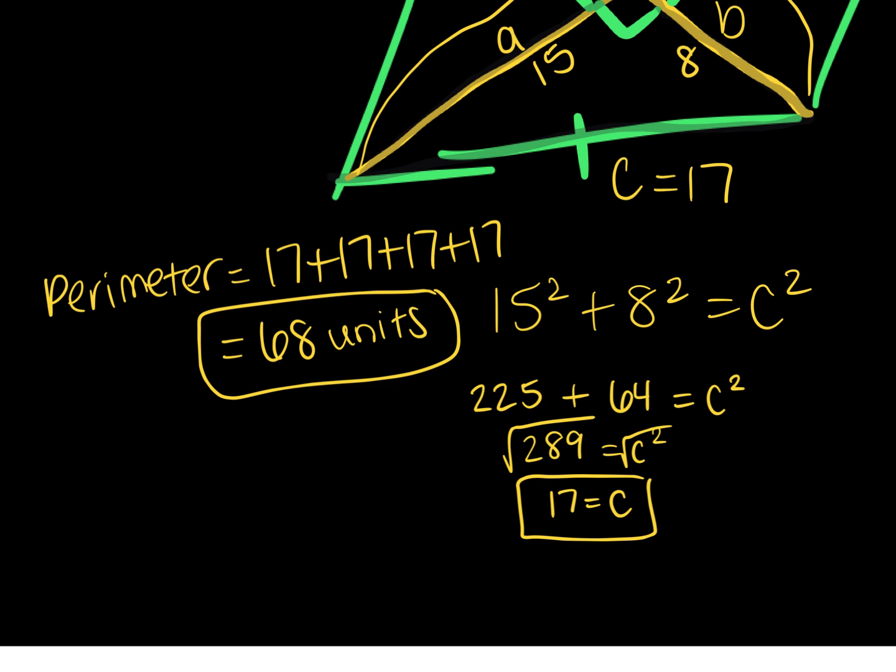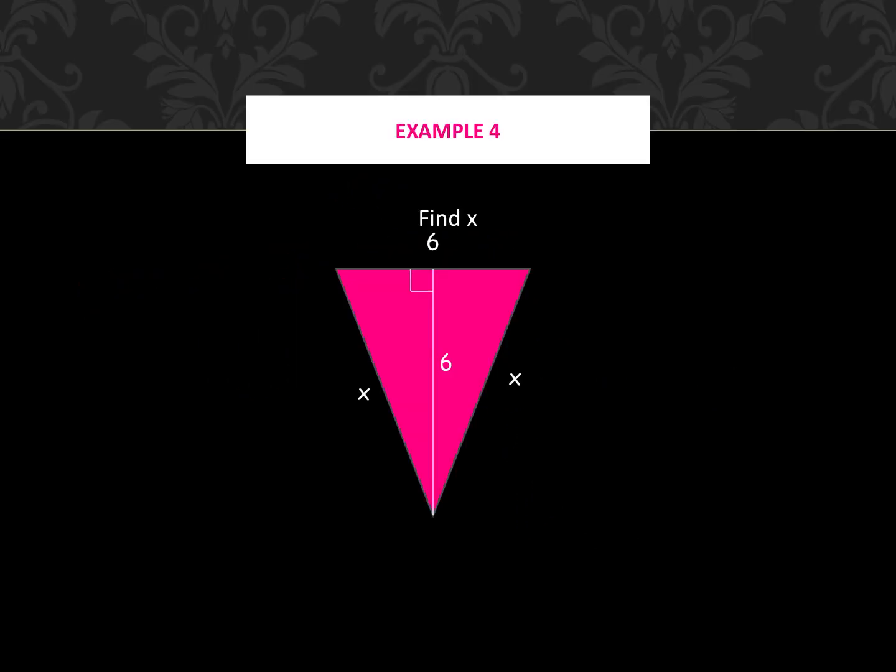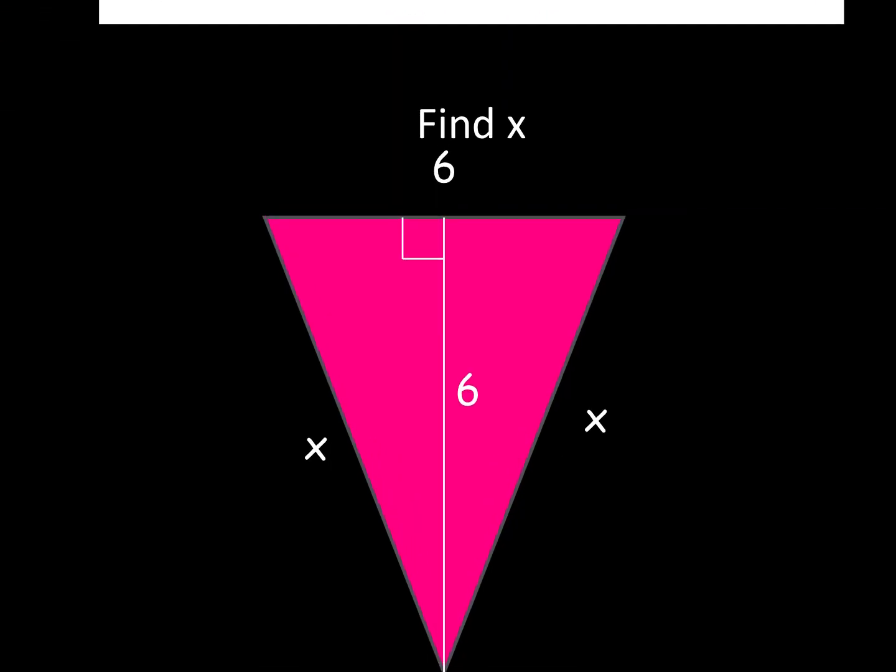How are we doing? Carson, go. Are we okay? All right. Let's do this one. Example 4. You guys. What? You're missing a side. Oh, we're missing a side, yes.